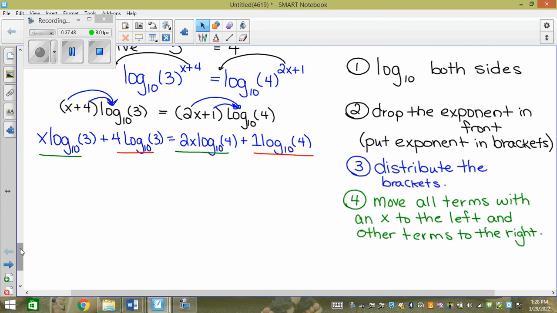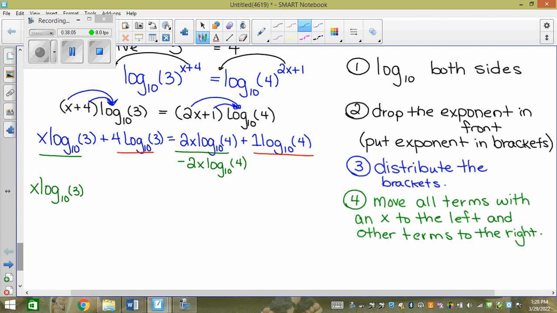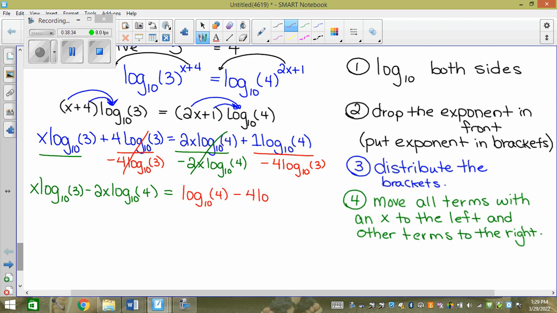So how do I move? Adding or subtracting? So this one here is a 2x log base 10 of 4. I'm going to subtract 2x log base 10 of 4. So on the left, I'm going to get x log base 10 of 3 minus 2x log base 10 of 4. And it's going to equal, now I need to move this one over to the side, so I'm going to minus 4 log base 10 of 3. So I'm going to get log base 10 of 4, which I could put plus 1 log base 10 of 4. It's the same thing. Log base 10 of 4 minus 4 log base 10 of 3.